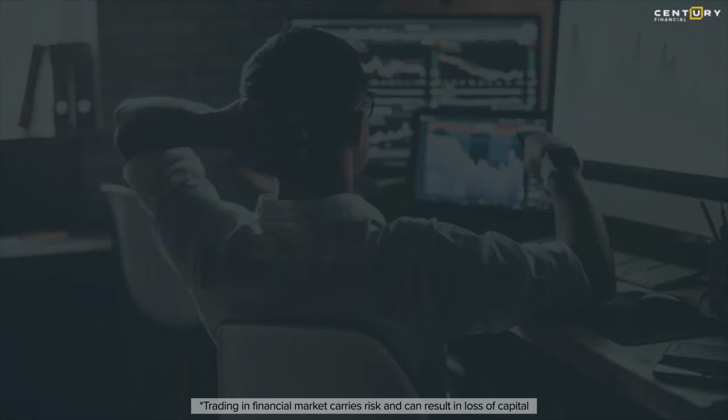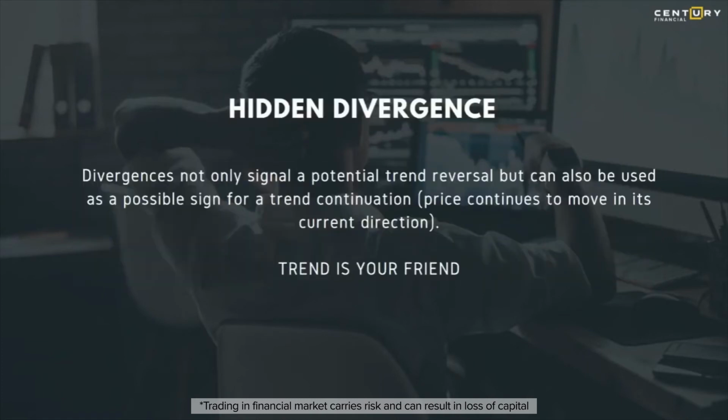Let's look at the next one, hidden divergence. Pretty much vice versa of what we just saw on regular divergence. Again, divergence not only signals a potential trend reversal, but can also be used for a trend continuation.